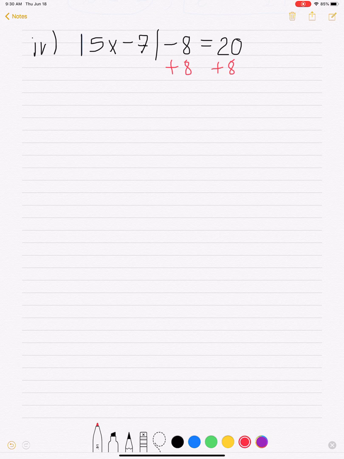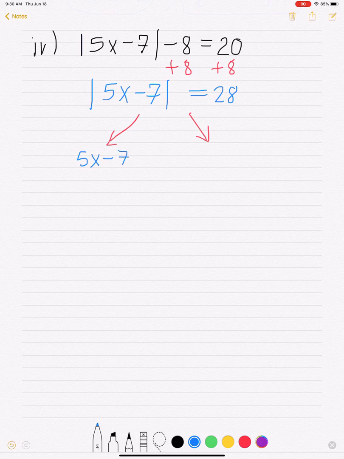That's going to give us the absolute value of 5x minus 7. Close the absolute value. Equals 20 plus 8, 28. All right, so the absolute value is by itself now. Now we're going to make 2 branches for 2 different basic equations. First, we're going to do what's inside the absolute value equal to positive 28. And then we're going to do what's inside the absolute value equal to negative 28.